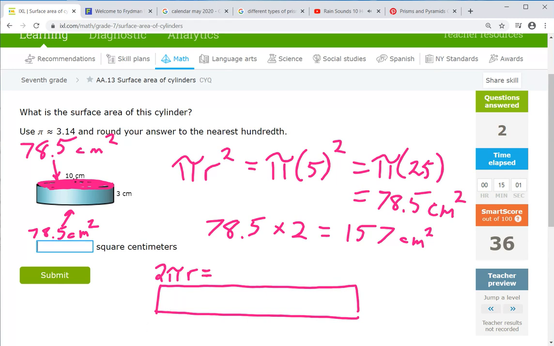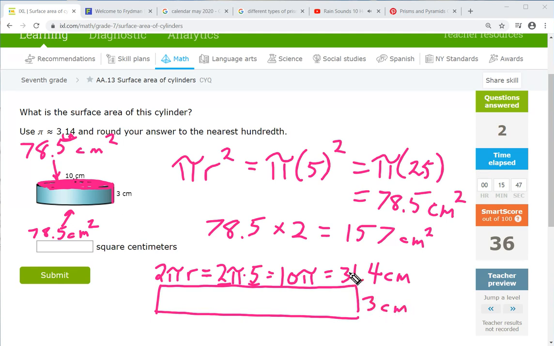So we have 2 pi r. Our radius is 5, because the diameter was 10. The radius is half of 10, which is 5. So we have 2 times pi times 5. 5 times 2 is 10. So we have 10 times pi, which is going to give us 31.4. I don't need a calculator for that, because when we're multiplying by 10, we just move the decimal point one space to the right. So we have 31.4 centimeters for the length of that rectangle. The height of the rectangle is 3 centimeters.